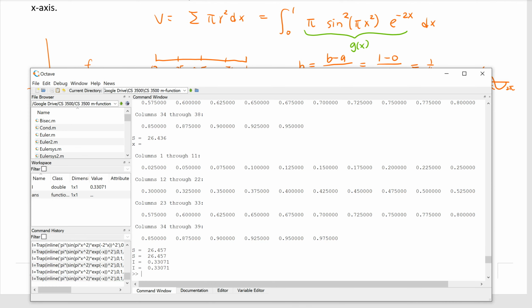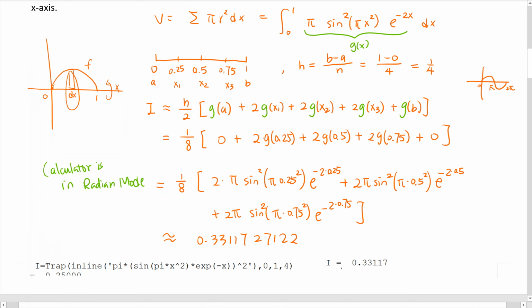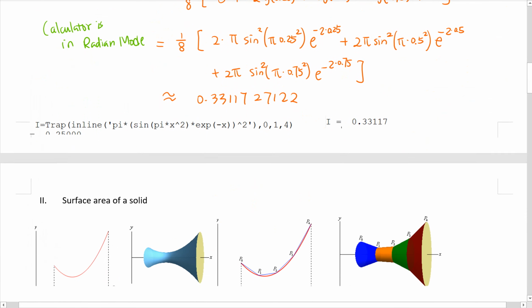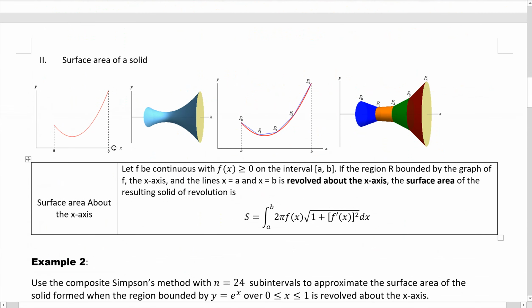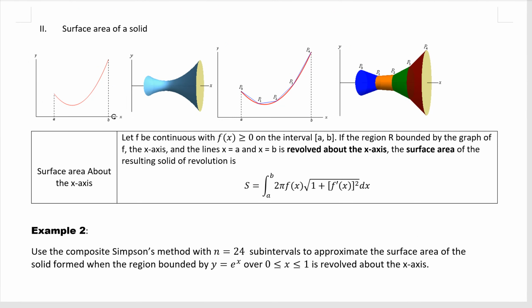So far, so good, everybody? And our answer is already quite close. Okay, so that is the trapezoid method. Let's continue. Okay. Next is the surface area of a solid.